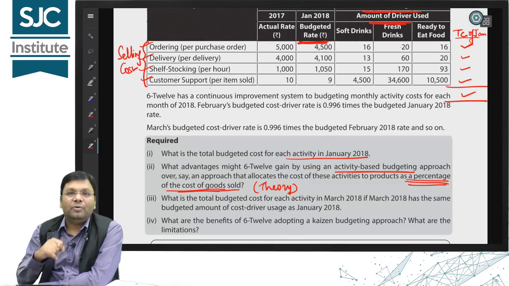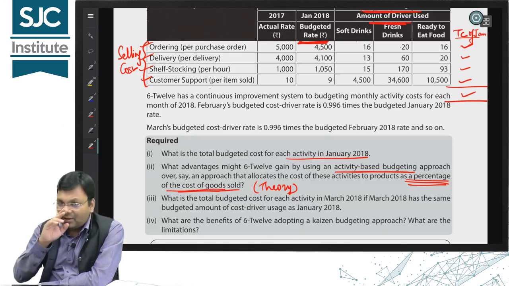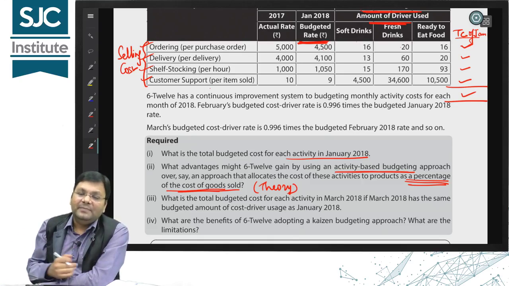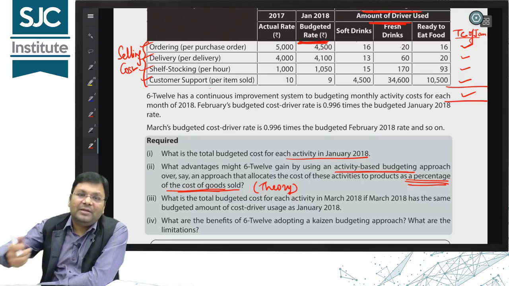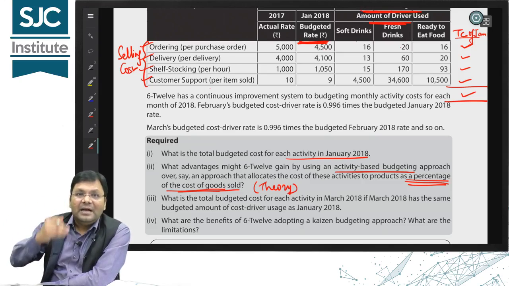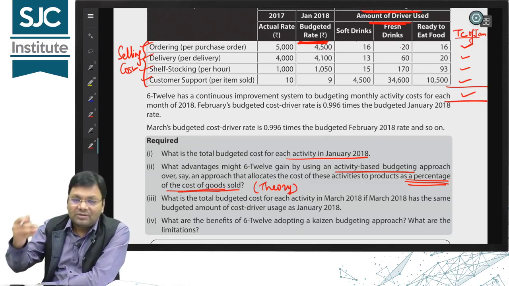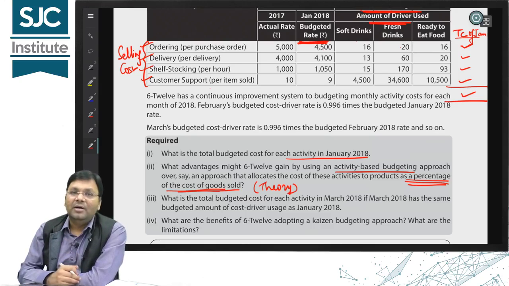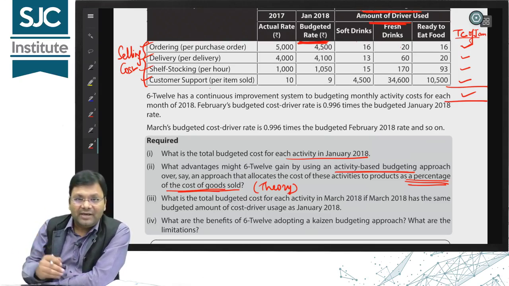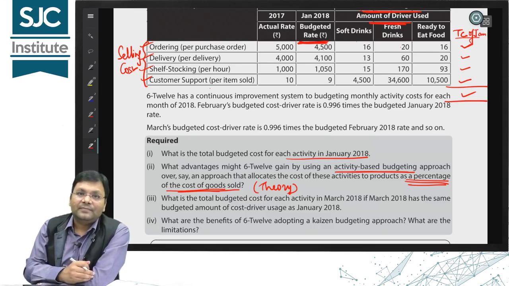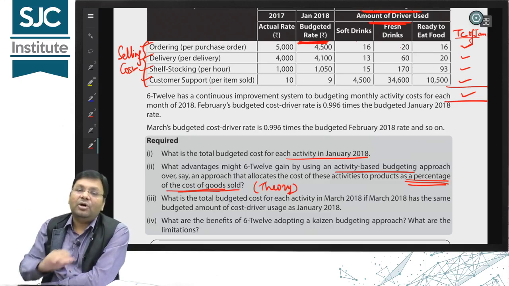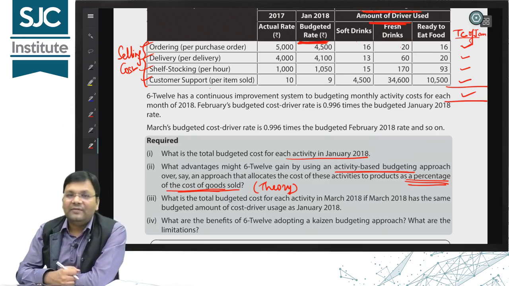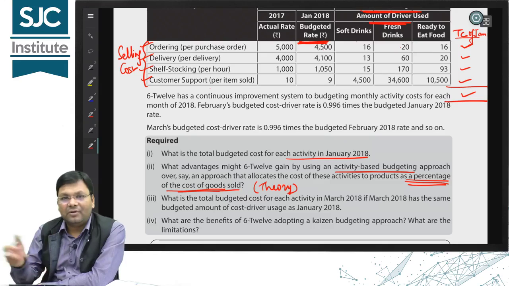In cost of goods sold approach, what will happen? It will allocate the cost to all the products uniformly, not based on the resources used by the product. How activity based budgeting works? Activity based budgeting will allocate the cost to the products according to the resources consumed by each of the product. But cost of goods sold will be allocating the cost to the products in a uniform manner, not on the basis of the resources used by them. So there will be a distorted view of costing or budgeted cost approach.